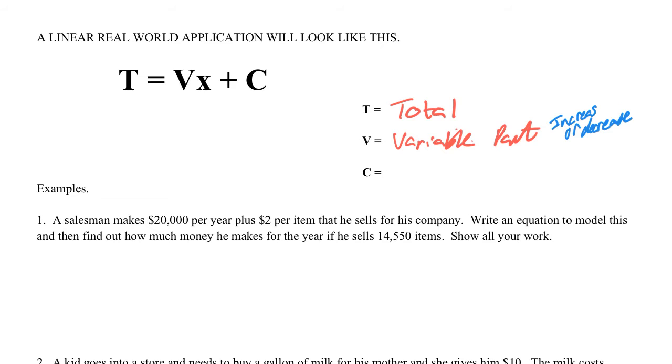The c here is going to be our constant. So maybe you get paid $200 per week at a flat rate, but you get bonuses like a commission if you're selling an item or something like that. So the constant would be a flat rate that's never going to change. You're getting that money no matter what. Whereas your variable part indicates what your total might change by.